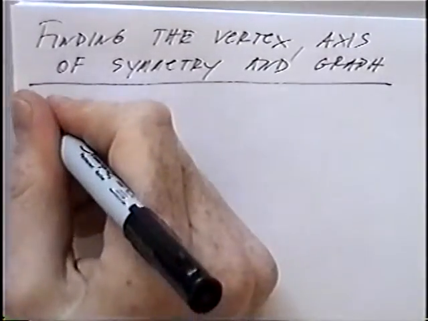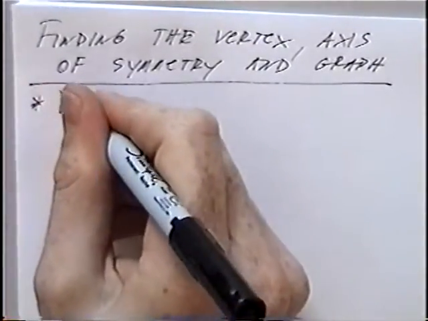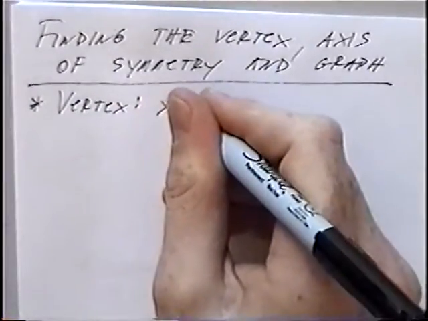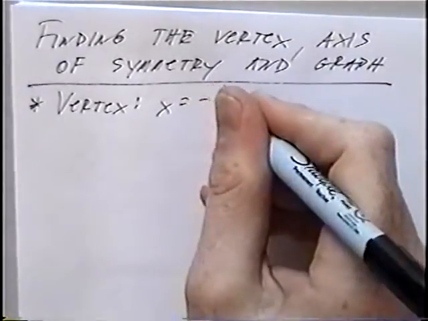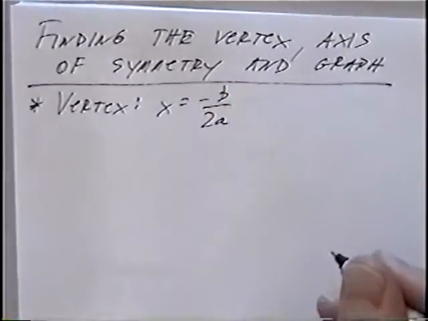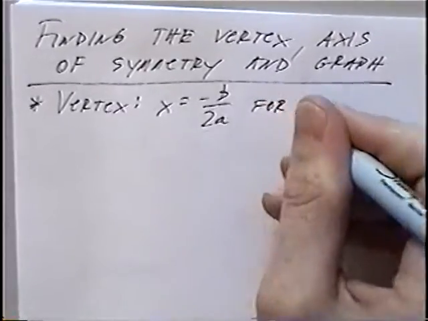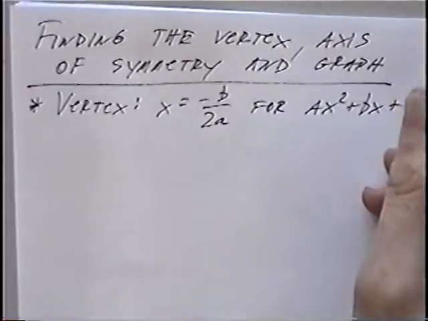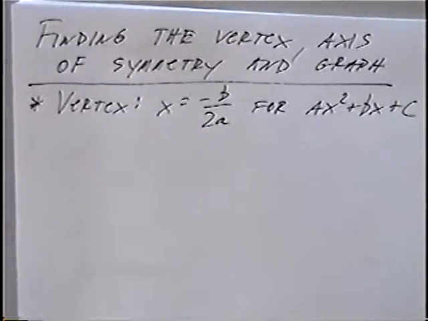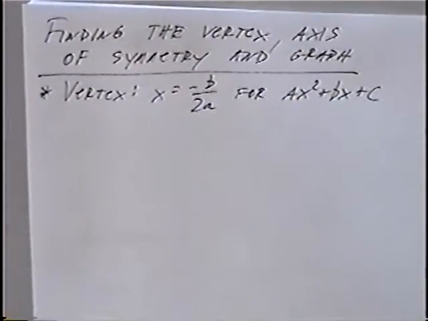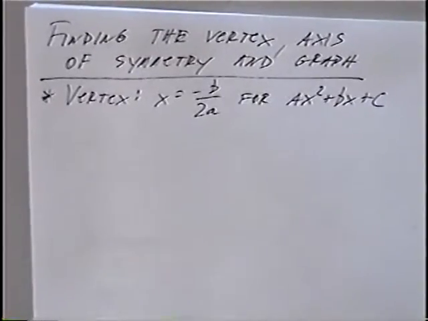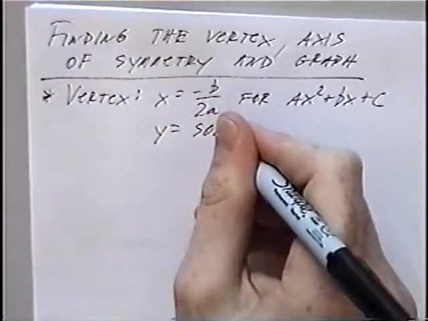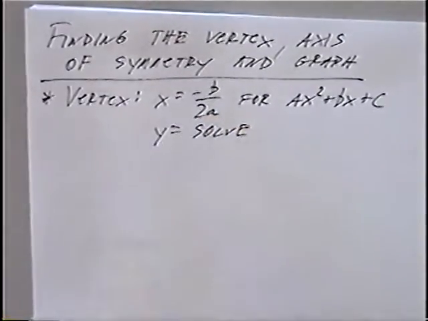A few formulas and definitions for this section. The vertex, again, is the point where the graph turns around. The equation for that is x equals negative b over 2a, and we'll use the equation ax squared plus bx plus c. So a would be the number in front of x squared, b is the number in front of x, and c is the last number. To find what y is, once we find x, we can plug it in and solve for y.